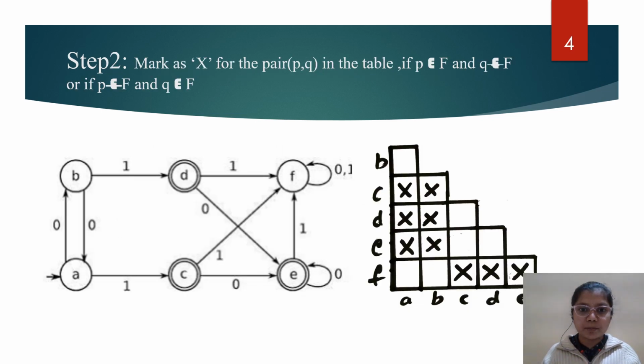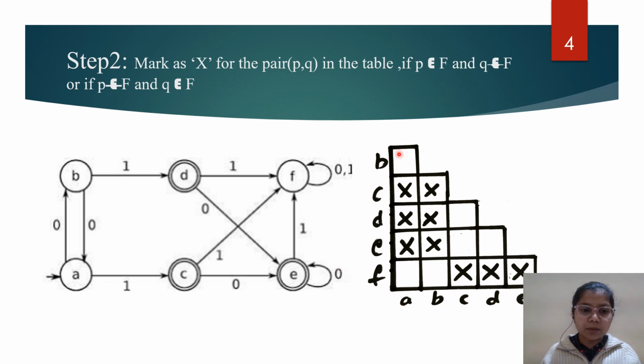Step 2. Mark as X for the pair PQ in the table if P belongs to the final state and Q does not belong to the final state, or if P does not belong to the final state and Q belongs to the final state. That is, one of the states should not belong to the final state and one should belong to the final state. Let's look into the table.